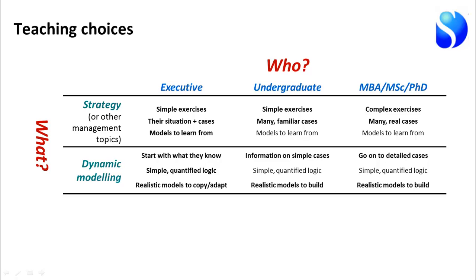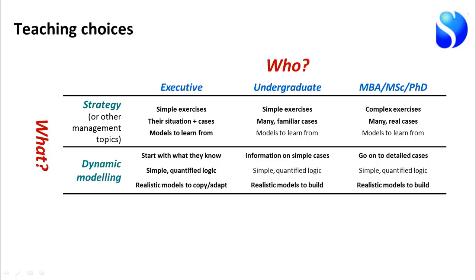In the case of undergraduates, well, they don't know very much anyway, so you've got to replace that with information about simple cases. And I explained in an earlier webinar that certain restaurant businesses and certain airline businesses actually do come with quite good information to work from. But it is a challenge finding good information on cases that are simple enough for undergrads to get their heads around. Stick to the same simple quantified logic again, and with the exercises, give them realistic models, not just to copy and adapt, but actually to build those models from scratch.